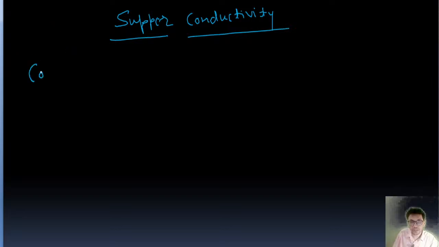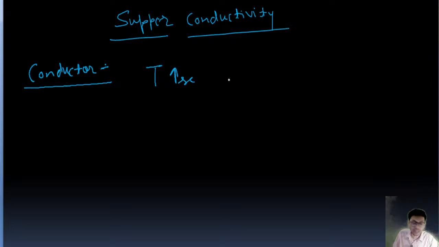Okay, so conductor, what happens in conductor? Conductor we already know. We have studied in class 10, 11, 12, and BSc, MSc. So conductor means that there are free electrons in conductor and they move with drift velocity, and then current is produced. So in conductor, if we increase the temperature, the resistivity will also increase. So if we increase the temperature in conductor, the resistivity will also get increased. That means the conductivity is going to decrease.